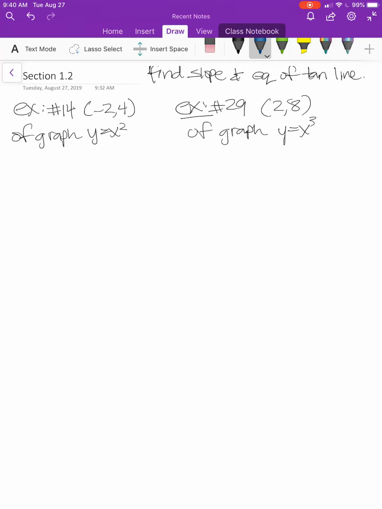All right, we're going to look at a couple examples from section 1.2. I think most of this section you can get through, but there are a few in here that kind of pop up out of the blue. So with question help in my math lab, maybe it makes sense. But in the textbook, let's look at number 14 and number 29. The directions are to find the slope and the equation of a tangent line to each of these graphs at those given points.